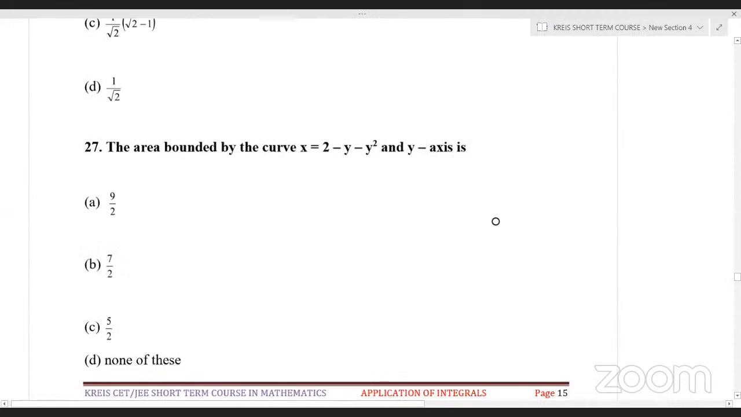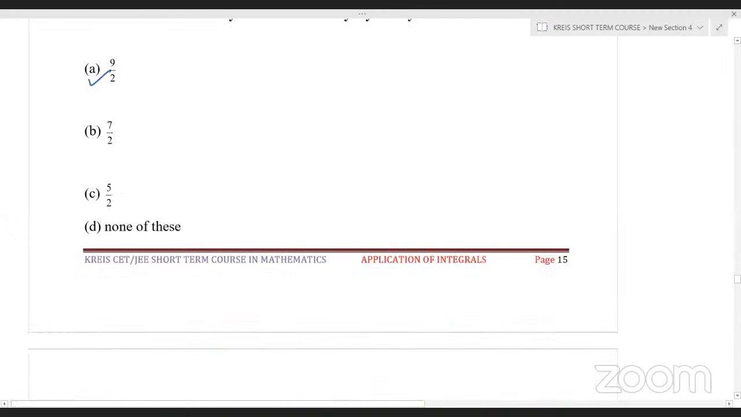This is also a repeated idea, the 27th one. The answer for this, I think we got 9 by 2 square units, which is repeated. I'm not going to take this one. We will move on to the next question.